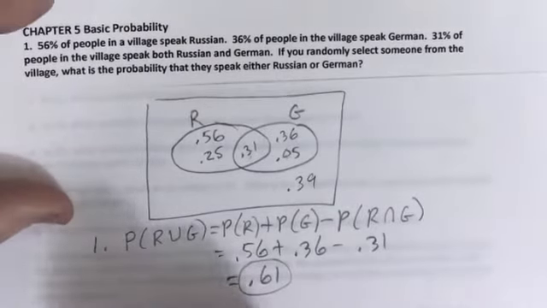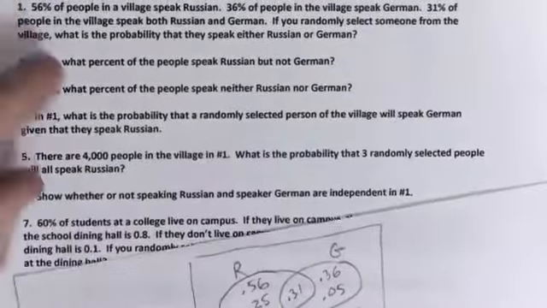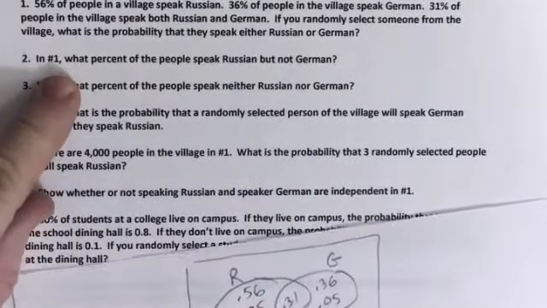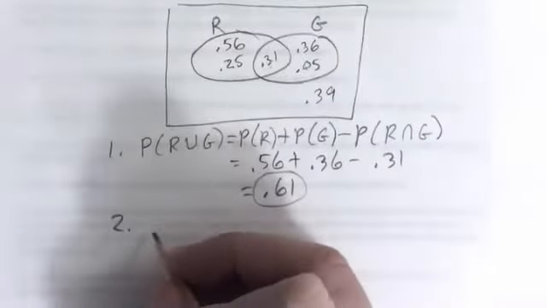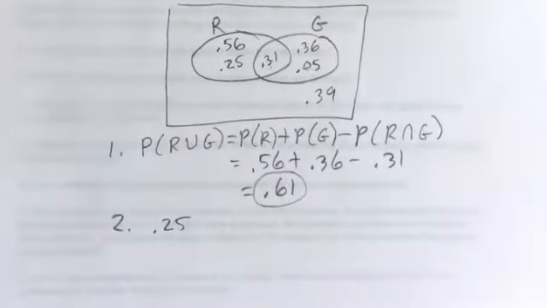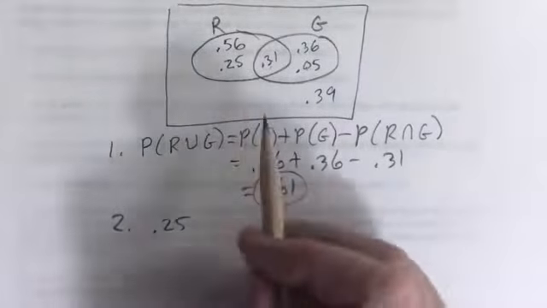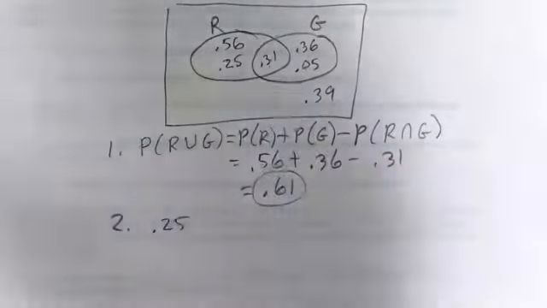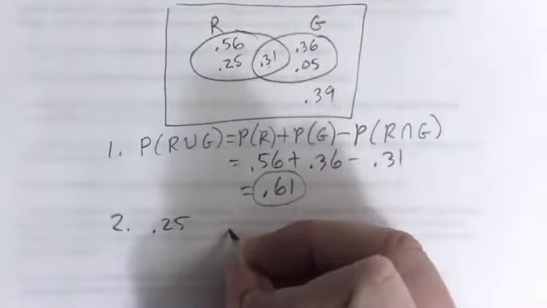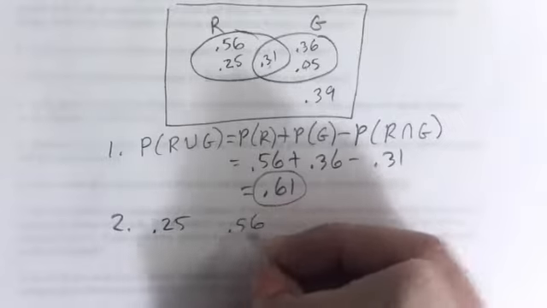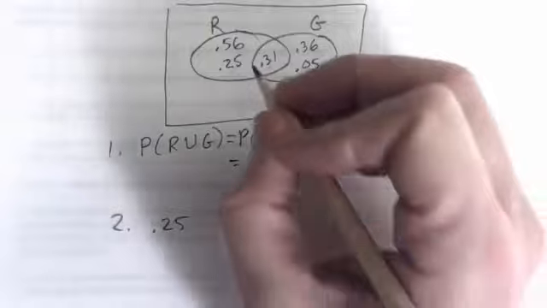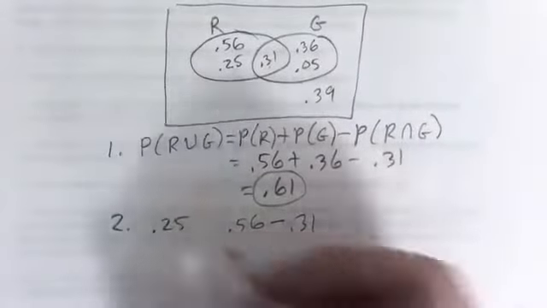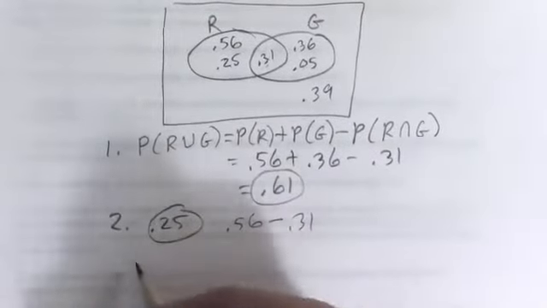Number 2 says, what percent of the people speak Russian but not German? Russian but not German is 0.25. That's all there is to that, having the Venn diagram. To show your work, you could say Russian 0.56 but not German, so you subtract off the people who speak Russian and also speak German, minus 0.31, and you get 0.25. But that's the answer.